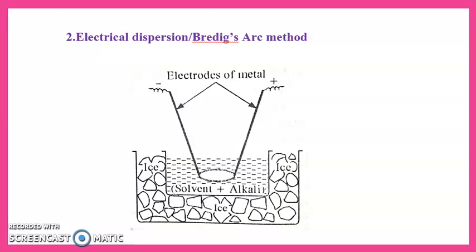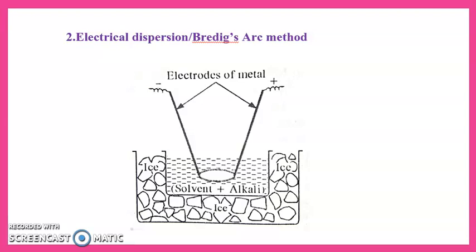To condense these vapors, we are using ice cubes. So ice cubes will help to condense these vapors and we will obtain the particles in the colloidal range. Then what is the function of alkali? It can be discussed in a detailed manner later.